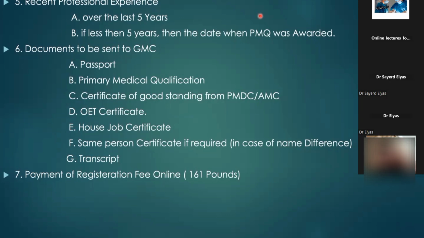So the GMC has marked my name that I go by two names. One is Ahmed Javed and the other is Ahmed Javed Nasratyar. So my issue got resolved. I think most of the Afghans will come across this issue. Therefore, I'm giving guidance regarding this problem from the start. And your transcript as well, and a payment of the registration fee online, which will be £161.